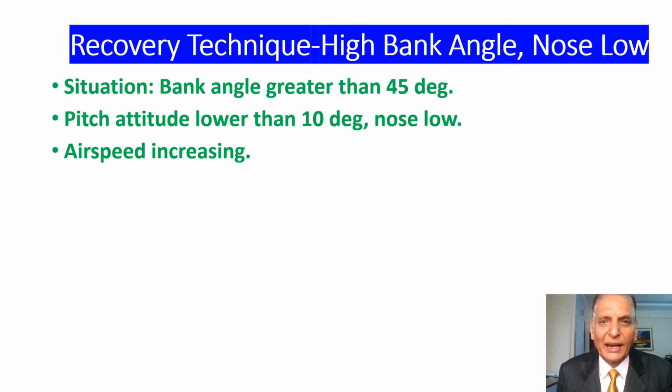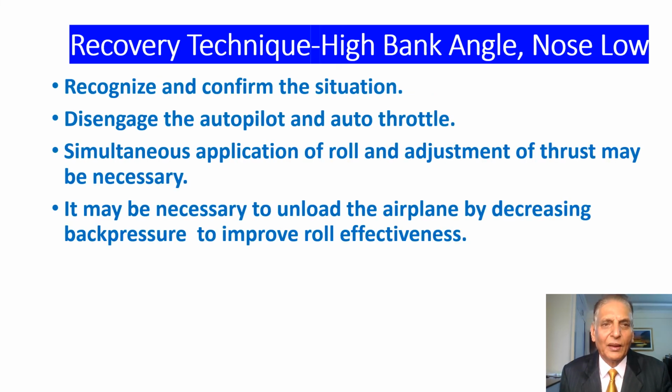Situation: bank angle greater than 45 degrees, pitch attitude lower than 10 degrees nose low, airspeed increasing. Pilots must recognize and confirm the situation. They should disengage the autopilot and auto throttle. Simultaneously, application of roll and adjustment of thrust may be necessary. It may be necessary to unload the airplane by decreasing back pressure to improve roll effectiveness.